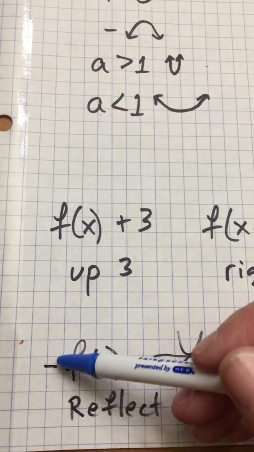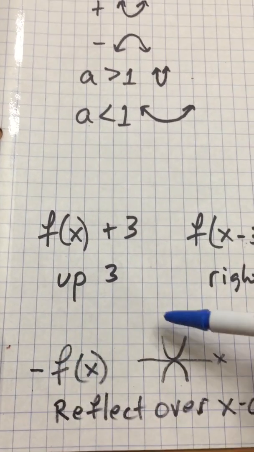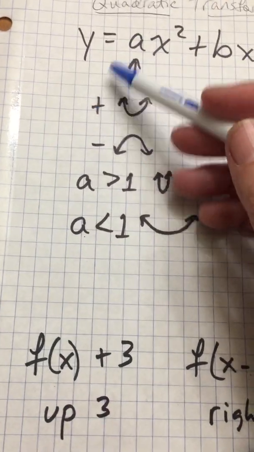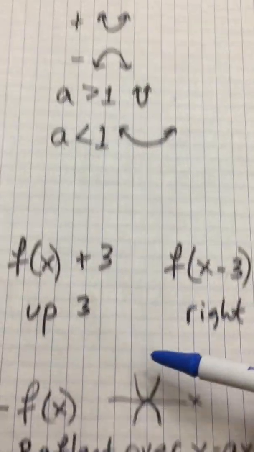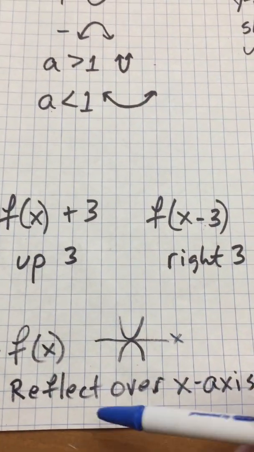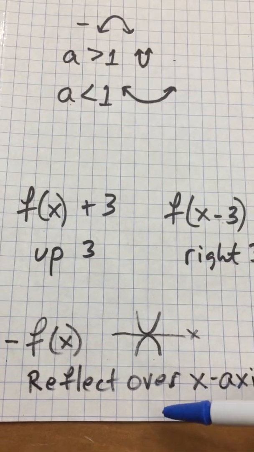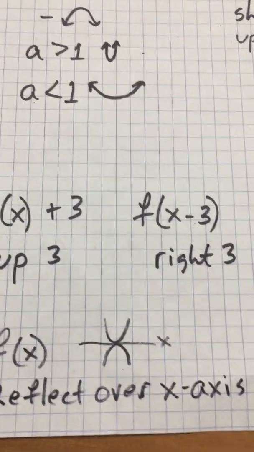And then, of course, multiplying by a negative in front changes it from a smiley face to a frowny face, because we went from a positive A number to a negative A number. And that is reflection over the x-axis, the fancy word for it, because it literally flipped over the x-axis. Sometimes they'll use the word flip, but most of the time they'll call it reflection over the x-axis.